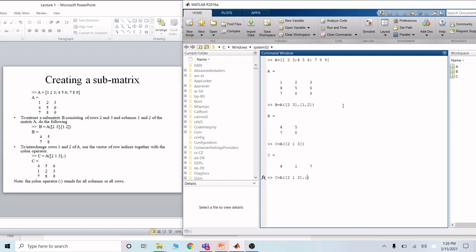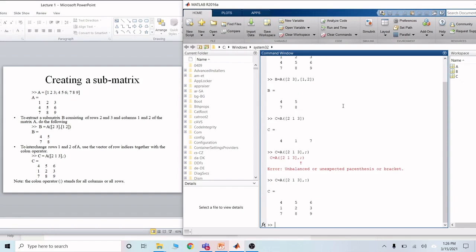Comma, semicolon. Okay. Sorry, semicolon. I have to write A. I want first row 2, then row 1, then row 3, and all columns, comma, all columns. For all columns, write colon. Right? I have to write colon, not semicolon. That was the error.